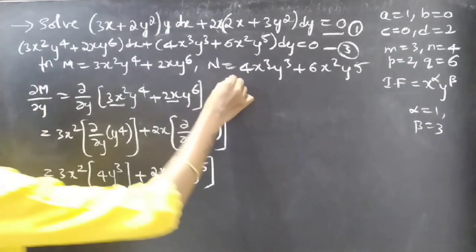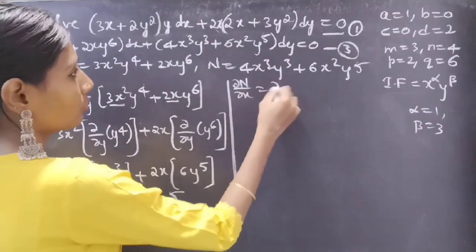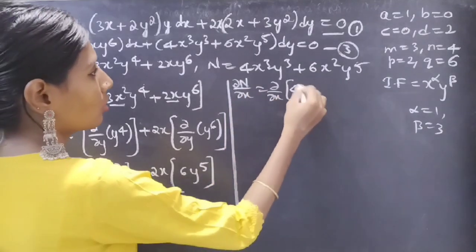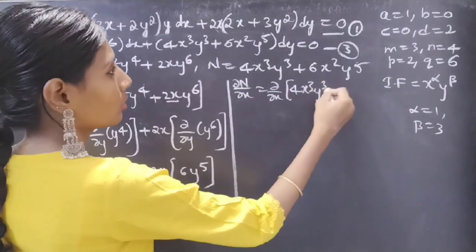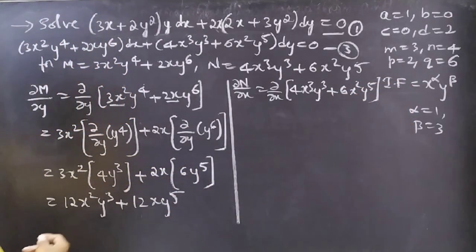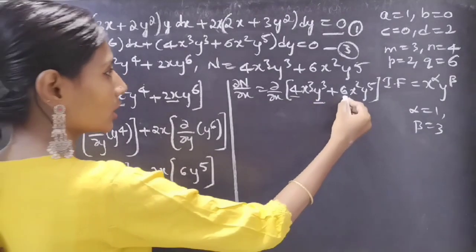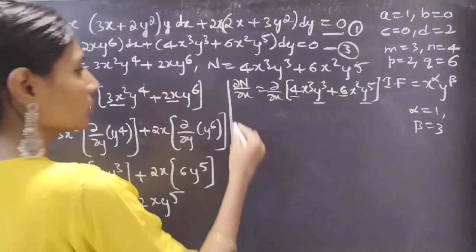Now, let's find the partial derivative of n with respect to x, for n equal to 4x cube y cube plus 6x square y power 5. So here we need to find the partial derivative with respect to x. So y is treated as constant. In the first term, 4y cube is constant, and in the second term, 6y power 5 is constant.